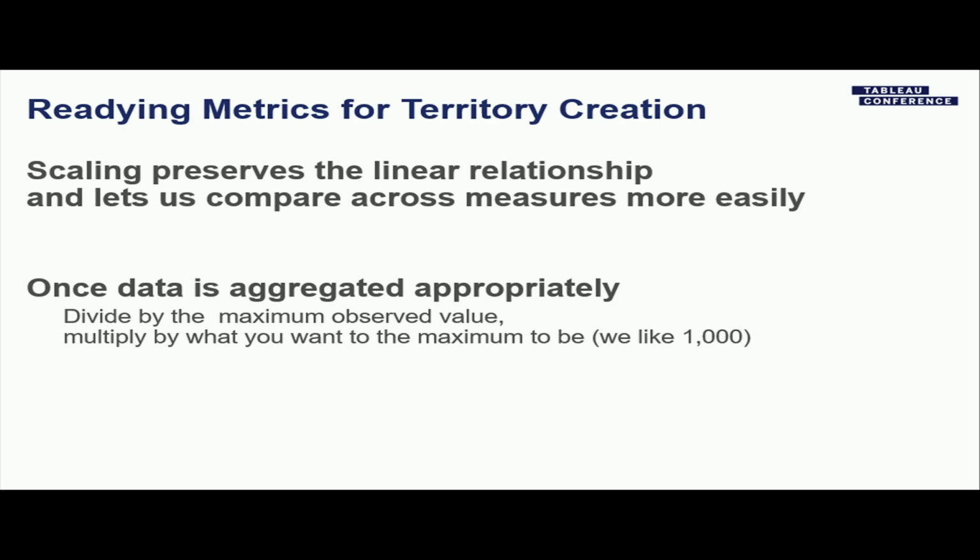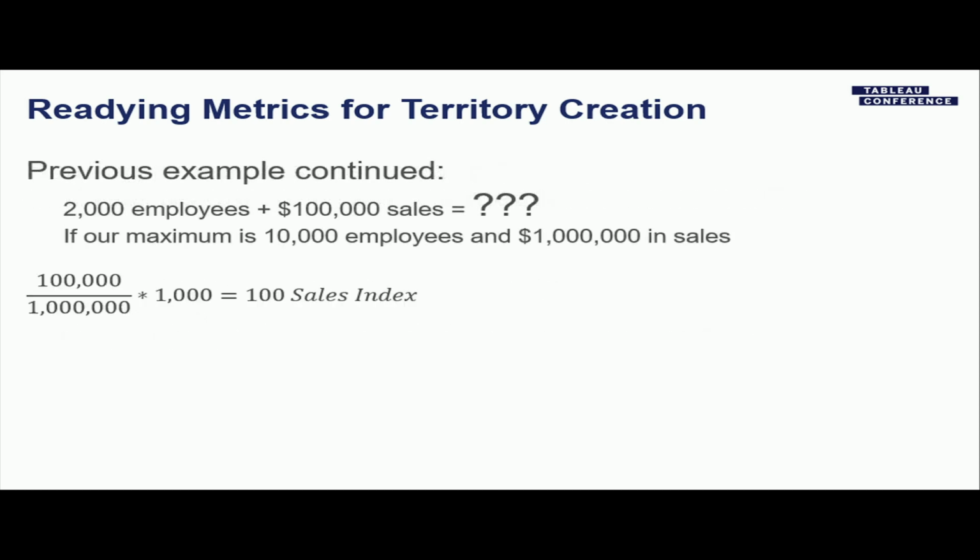Once we've aggregated it, we're going to divide by that maximum observed value, and we're going to multiply by whatever we want our maximum to be, right? We're basically creating kind of an abstract of those numbers. So say we've got the maximum we see in our Global Superstore set. For example, if it's 10,000 employees, and we've seen $1 million in sales as our maximum. In our prior example, we would take our $100,000 of sales, we'd divide it by $1 million, we'd multiply it by 1,000, so we get some nice round numbers, and no one's having to go down to like 12 digits of decimal precision. And we end up with what we call a sales index of 100.